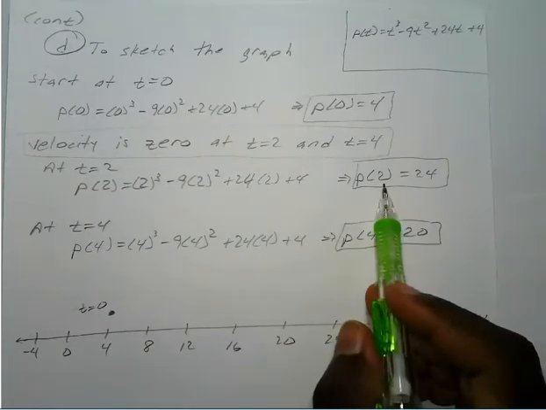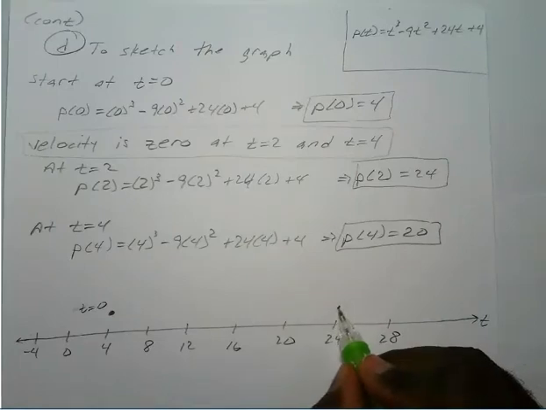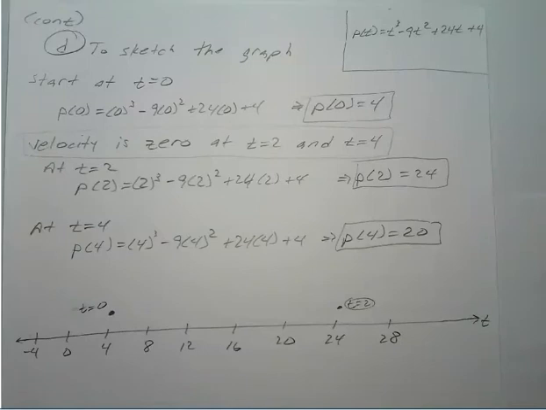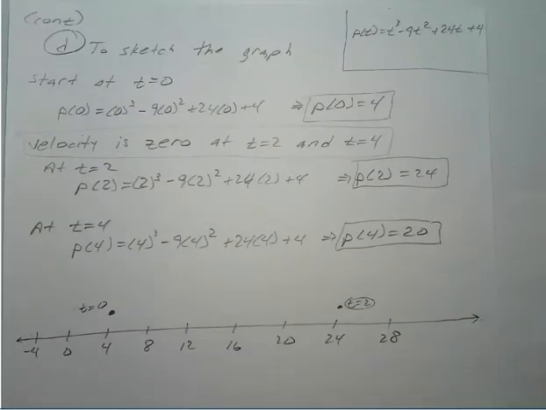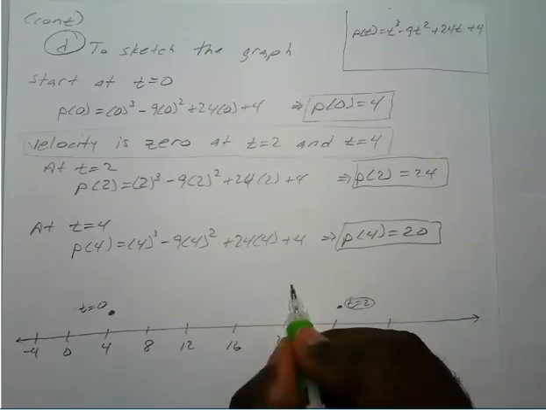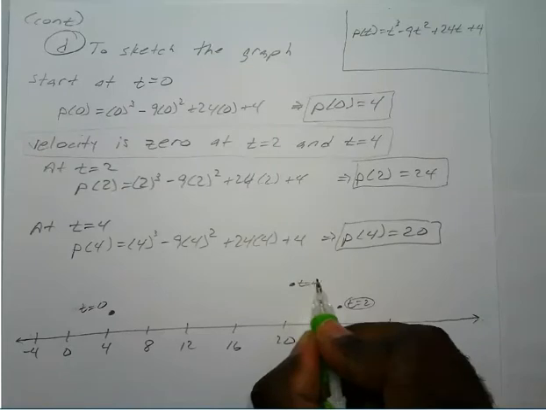Now when t is equal to 2, the position is 24, so over 24, that's your t equals 2. Actually, I should erase that. There we go, that's actually your position, so never mind that t. And when time is equal to 4, it's 20, so I'll put that just above the 20, where t is equal to 4.